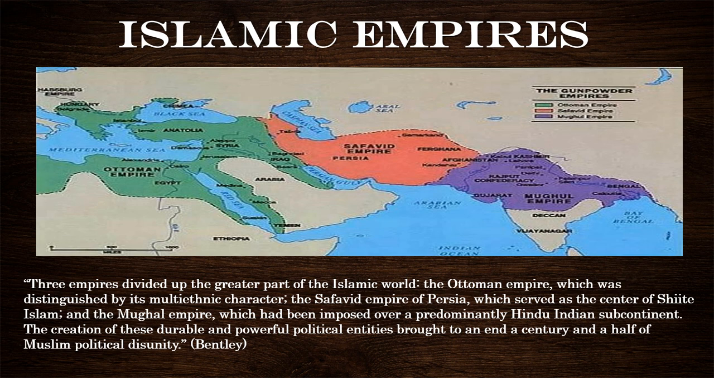The creation of these durable and powerful political entities brought to an end a century and a half of Muslim political disunity, which means there had been smaller chunks of political entities and not three big empires. Of course, this still isn't a unified Islamic world because there's not one empire, there are three Islamic empires, but the quote here tells us that before this it had been splintered even more.